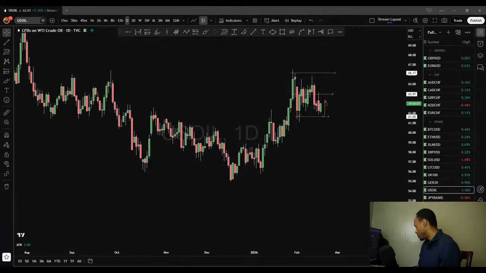We'll go through Euro CHF and then wrap it up there. Euro strength against CHF after sweeping and creating new lows. Okay.